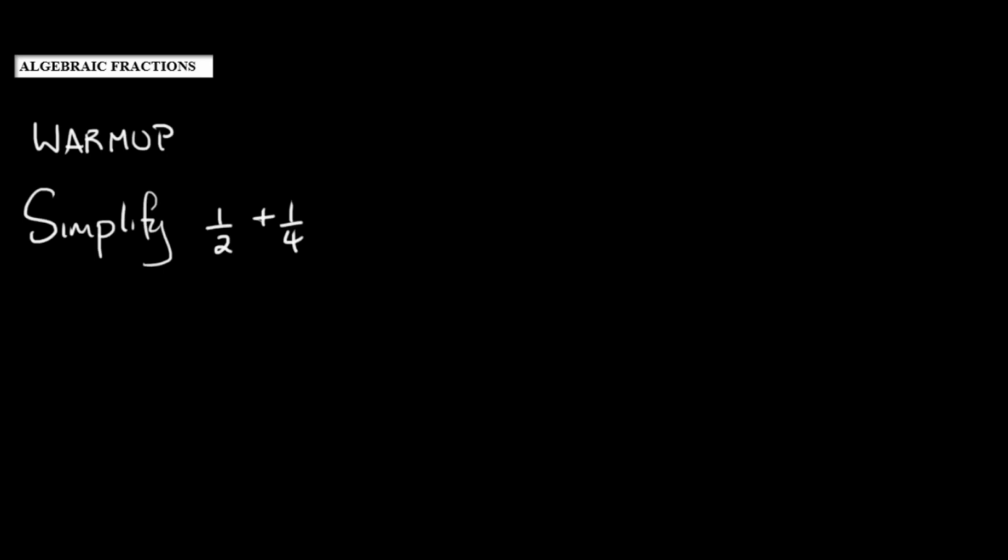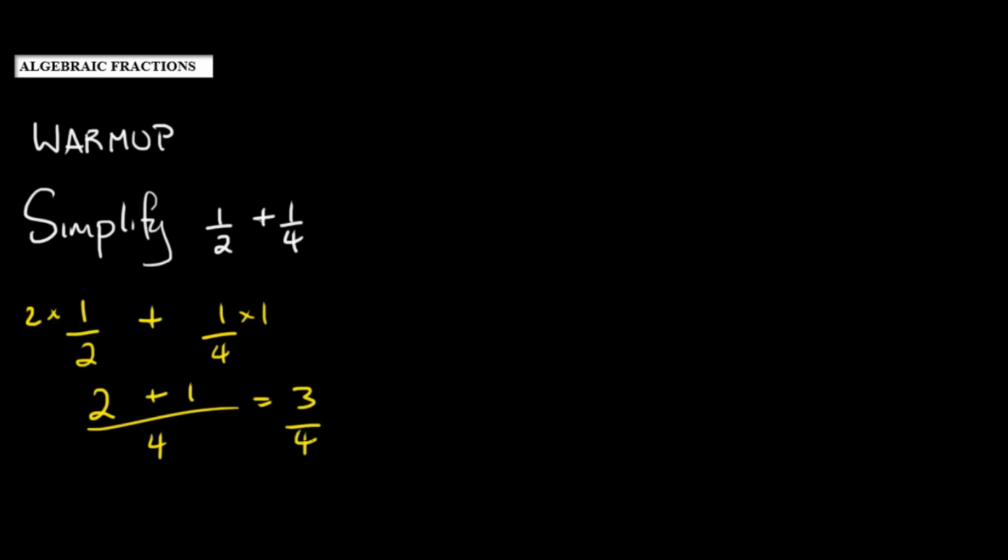Some of you may have found it by looking for the LCM. So you may have said a half plus a quarter. The LCM of 2 and 4 would be 4. So 2 into 4 goes 2 times, so you'd multiply the numerator by 2. And 4 into 4 goes 1 time, so you'd multiply that numerator by 1. And that would give you 3 over 4.